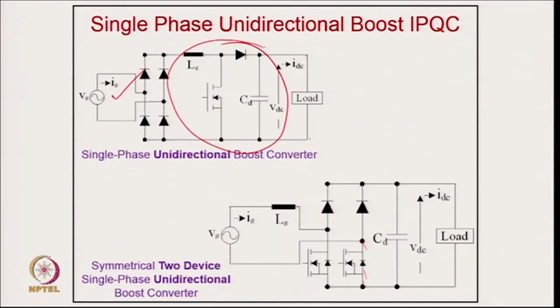The third major benefit is that it can give good quality even at quite low input voltage. So, those are the benefits; otherwise, you can understand the disadvantage is that you are using 2 switching devices compared to 1 switching device here. So, we call this a bridgeless boost converter, or the 2 device single phase unidirectional boost converter.